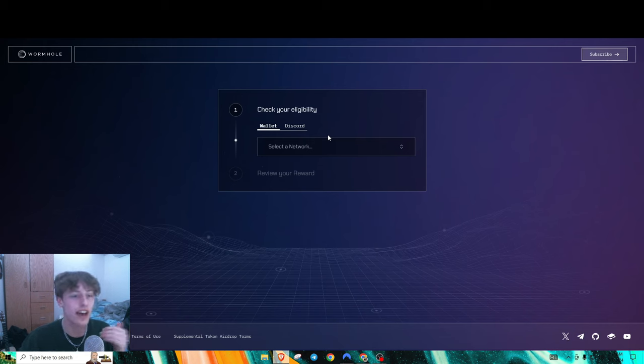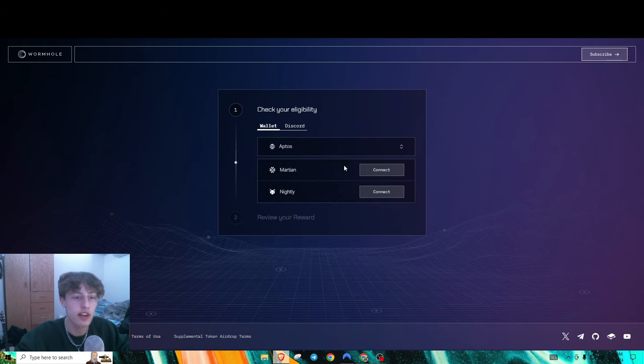If y'all have any questions in the comments, please let me know, because it is a bit confusing with some of these networks and whatnot, especially with Aptos, for example, because they don't have the Petra wallet or the Pontem Network wallet, which are like main wallets. But it's actually very easy to solve this.